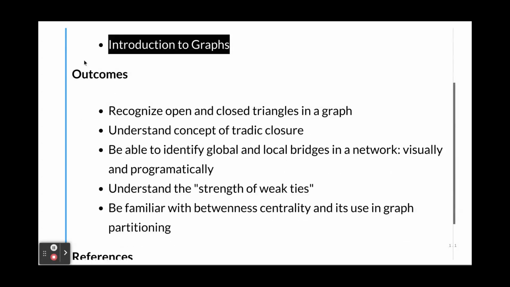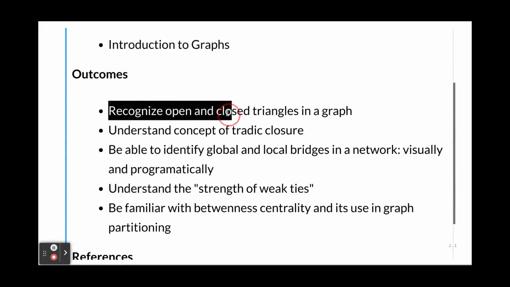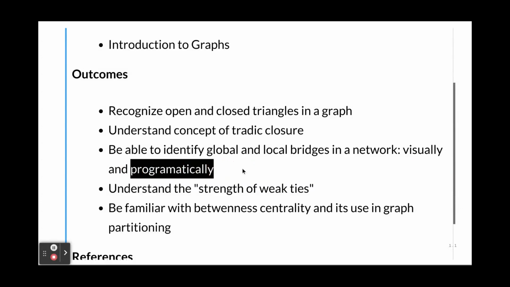The outcomes or goals for today will be to understand the concept of a triangle in a graph or network and be able to recognize whether a triangle is open or closed. We're going to learn about a theoretical concept called triadic closure, and we will use that to be able to identify what are known as global and local bridges in a network. We'll focus on some visual intuitions for how to recognize a bridge, and then we'll get into some programs that will allow us to do that programmatically.